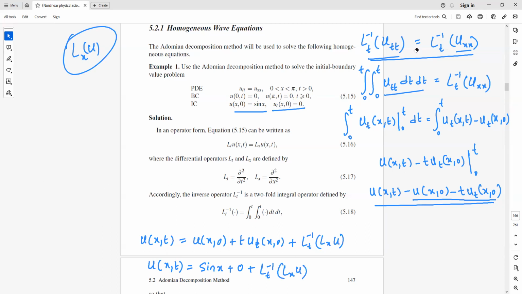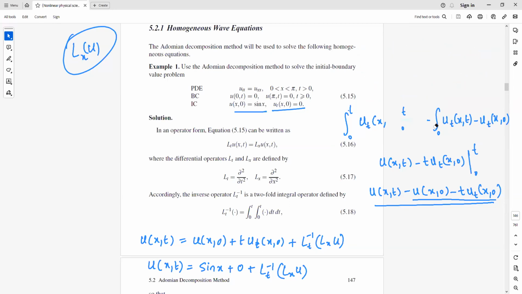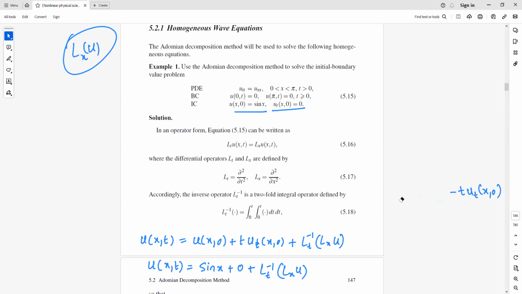Now, what we need to do is identify u naught. Therefore, u naught is the component that comes from the initial conditions. Therefore, this is sine of x. So we have u naught equals sine of x.